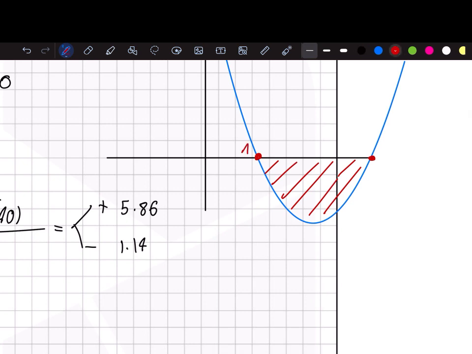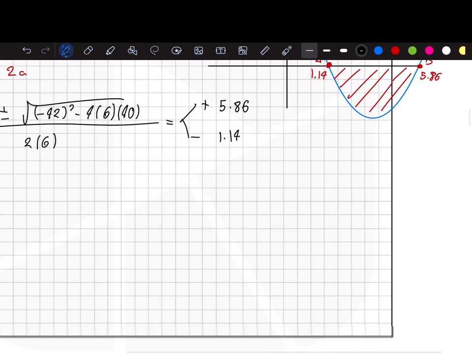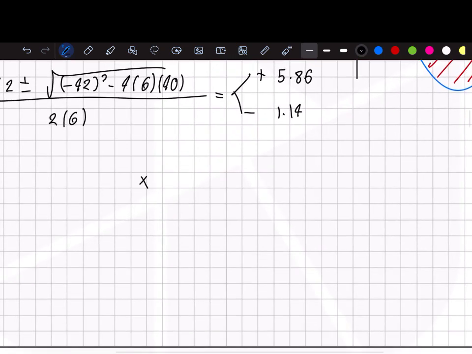So if we look at the graph, we can say that this point right here on the left, which I'm going to call A, is going to be equal to 1.14. And if we look at the second point, B, that's going to be 5.86. So anywhere in between 1.14 and 5.86, it's going to be negative. So we can say that x has to be strictly less than 5.86, and it has to be strictly greater than 1.14.